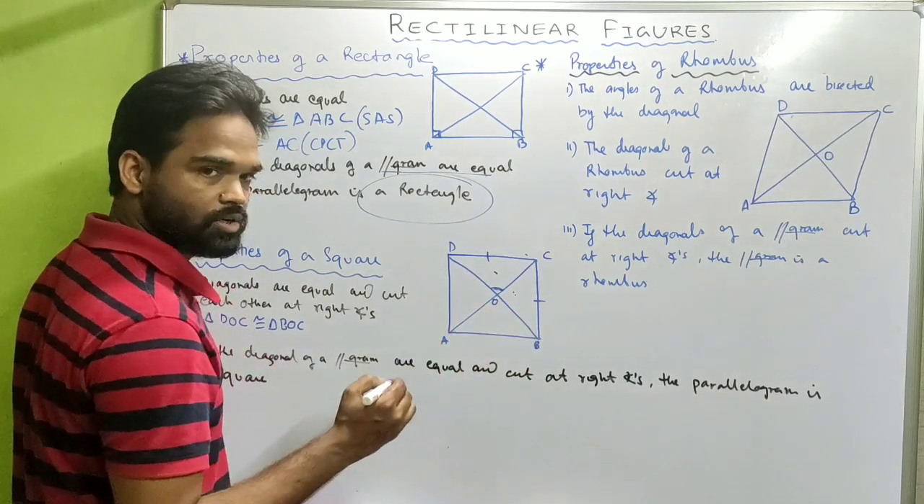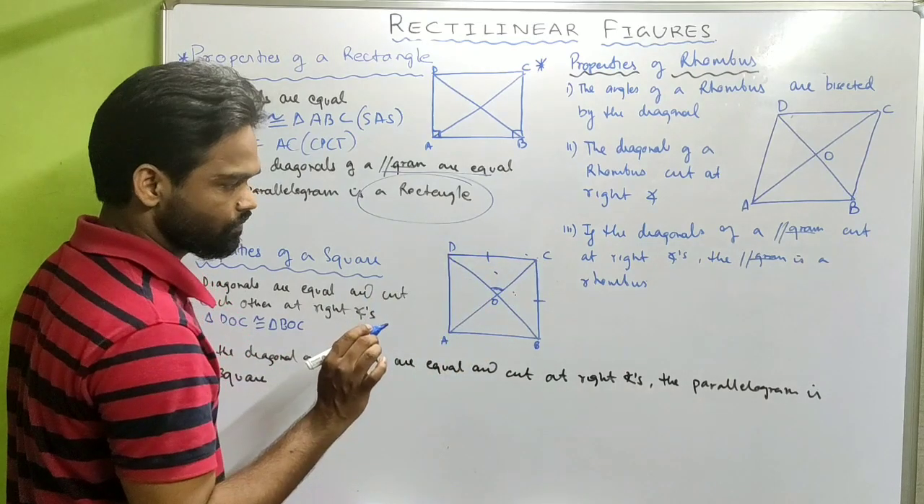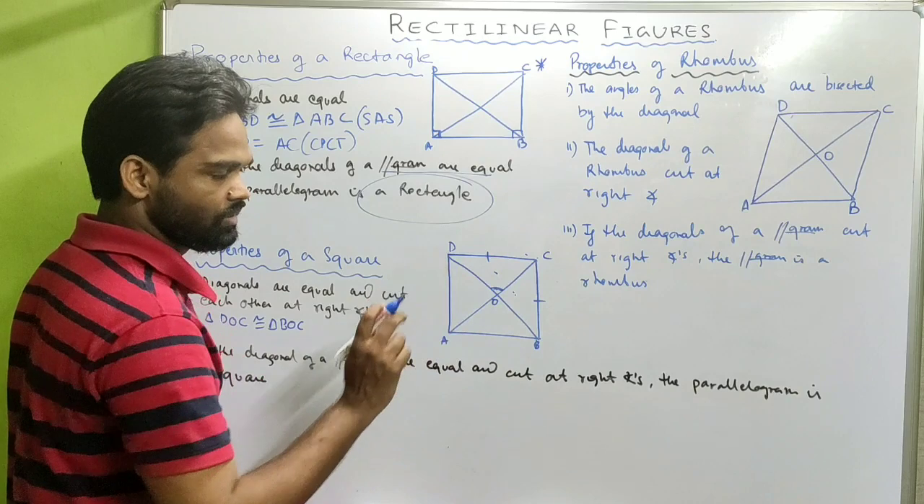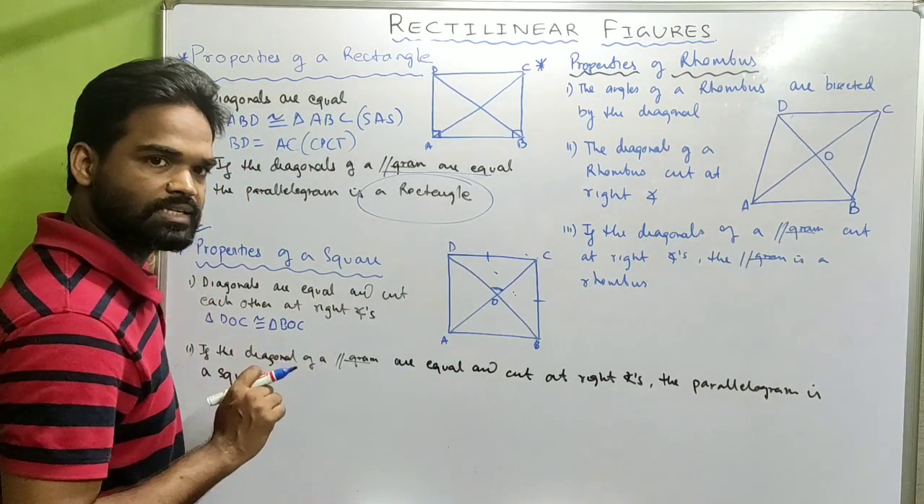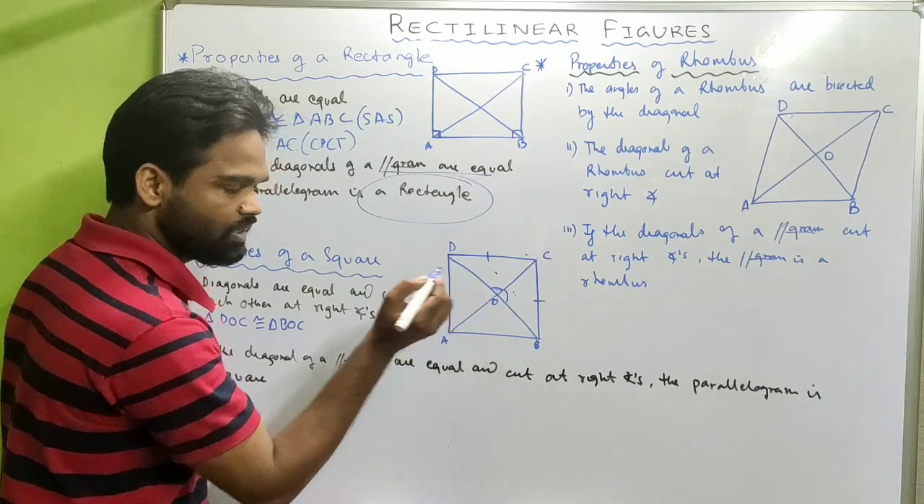This and this side is equal. Okay. OC is common and OD is equal to OB, which means these two triangles are congruent to each other, side, side, side. And if these two triangles are congruent, these two angles will be equal.